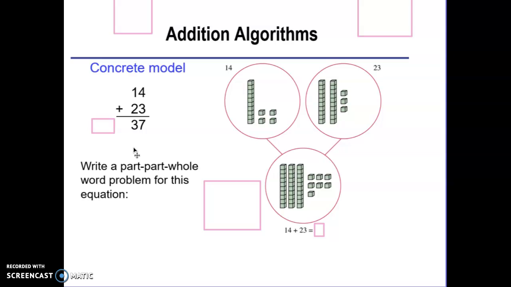Okay, so what I want you guys to do in your answer, I want you to write for me a part, whole word problem that would go with this equation. And remember, we looked at in the standards that we should have the unknown in all positions. So you could put your unknown as this part, you could put your unknown as this part, or you could put your unknown as the whole. It's up to you which way you choose to do it. So write for me a part, whole problem with one of these numbers as the unknown, as the answer to the question.